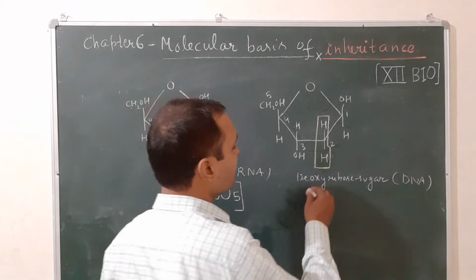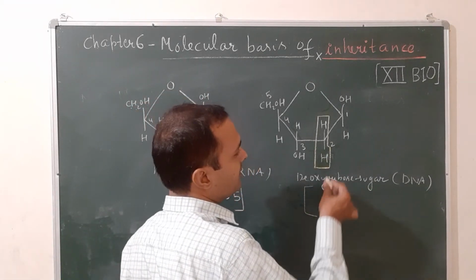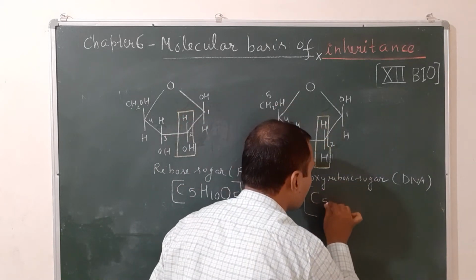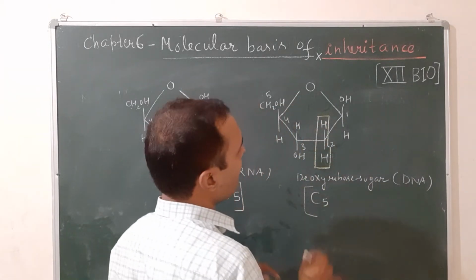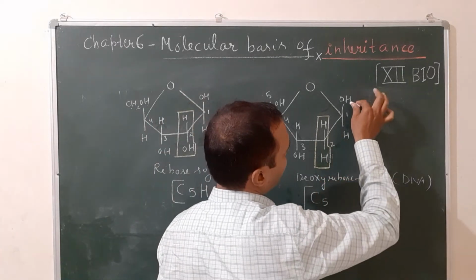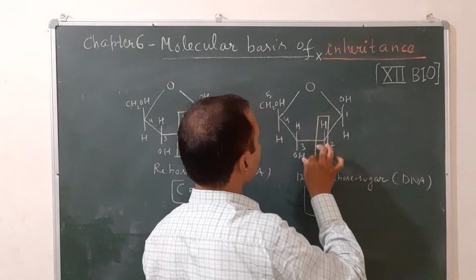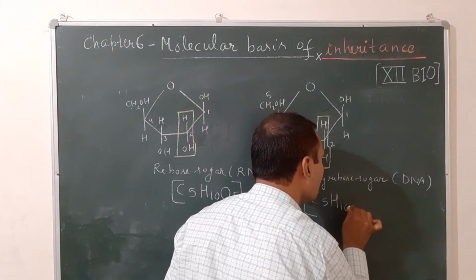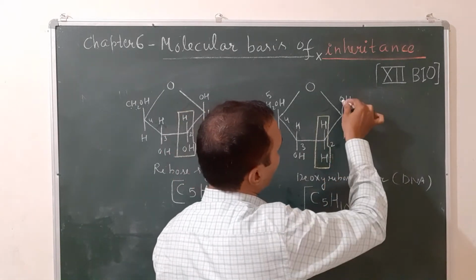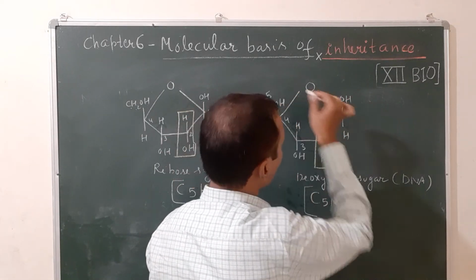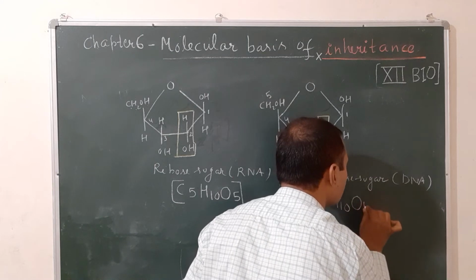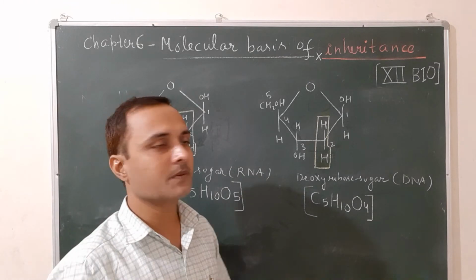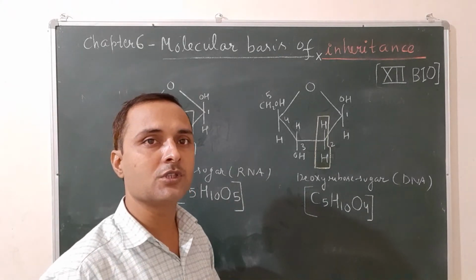Now see the molecular formula. Again, you will count all carbon atoms. So 1, 2, 3, 4, 5. Carbon atoms are 5. Now hydrogen atoms first. 1, 2, 3, 4, 5, 6, 7, 8, 9, 10. So C5H10. Now let us count oxygen atoms. So 1, 2, 3 and 4. Only 4 oxygen atoms, that is, one oxygen is less. So this is the structure of ribose sugar and deoxyribose sugar.